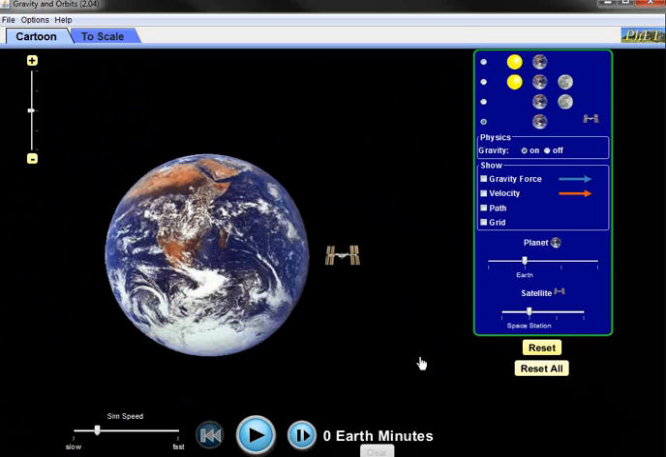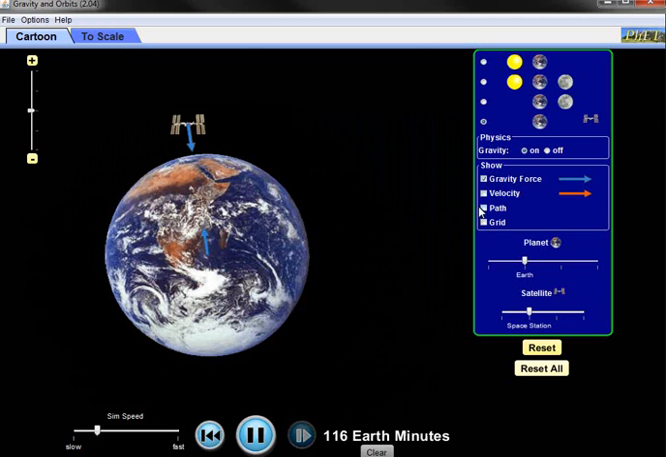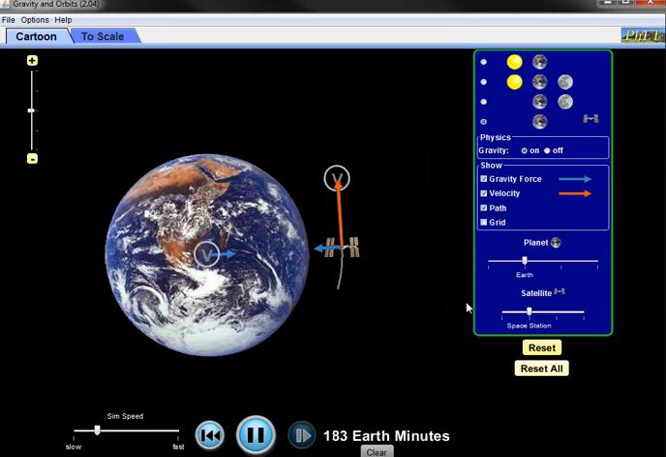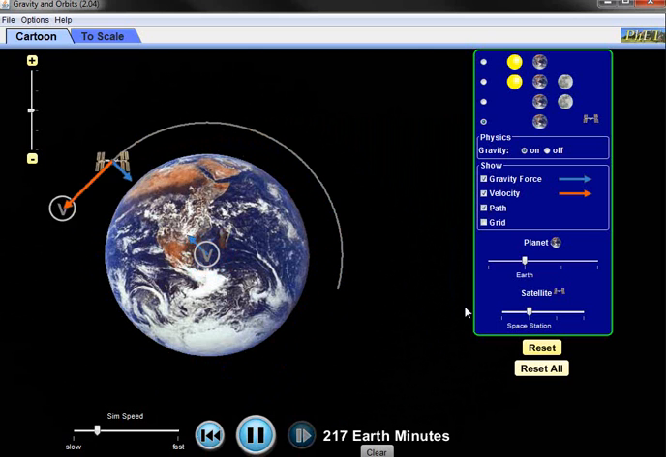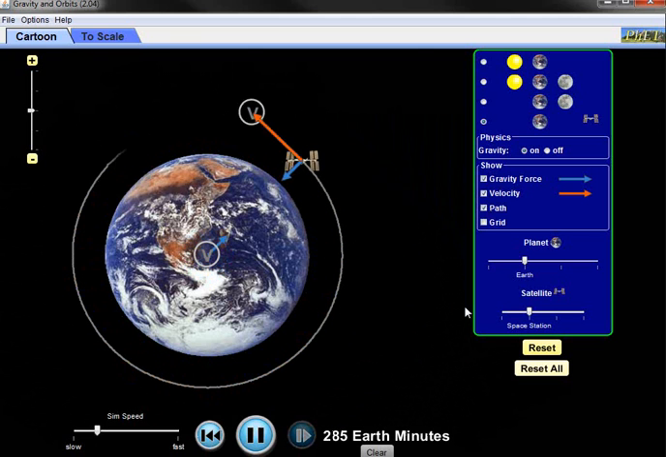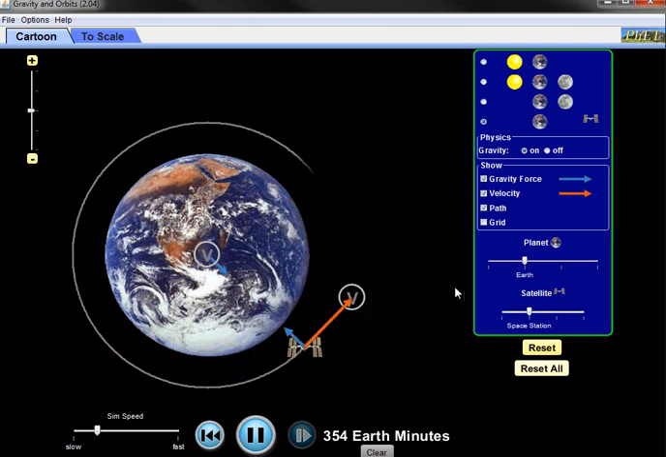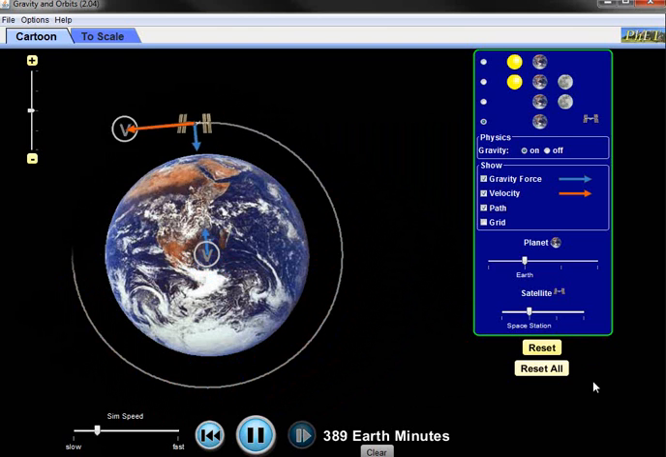Okay, this is a man-made satellite. So there it goes. Force of gravity, velocity, path. It's quite similar, qualitatively, to the orbit of the Earth about the Sun.